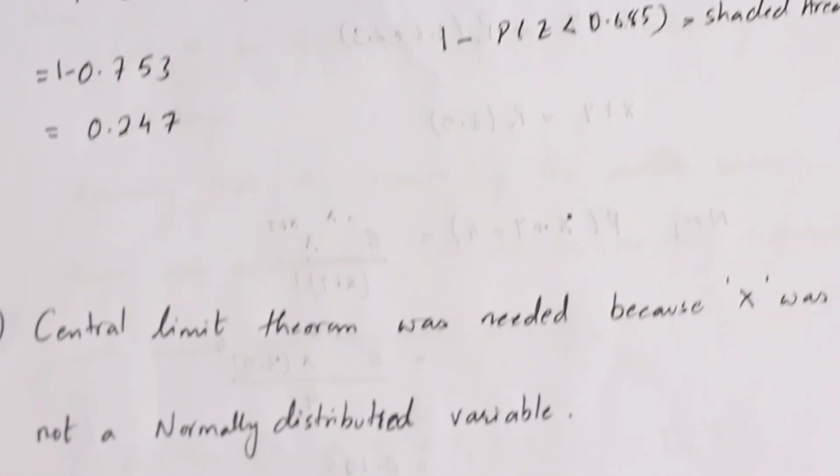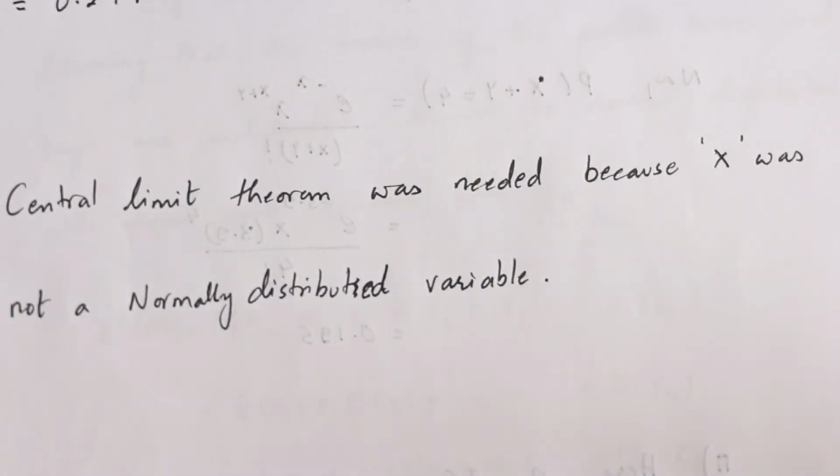Okay, and the last question is asking whether the central limit theorem was needed or not. Of course we needed the central limit theorem. Why? Because we know that X was not a normally distributed variable, right? That's why we needed the central limit theorem.